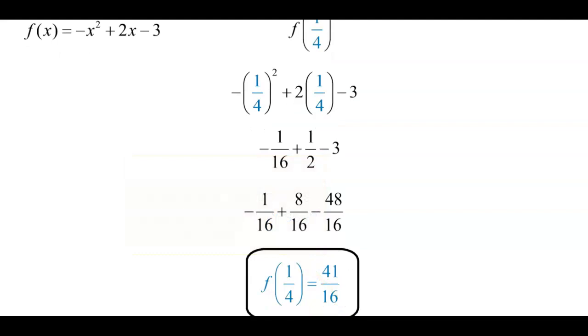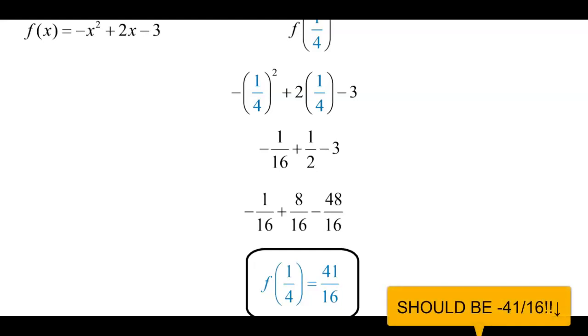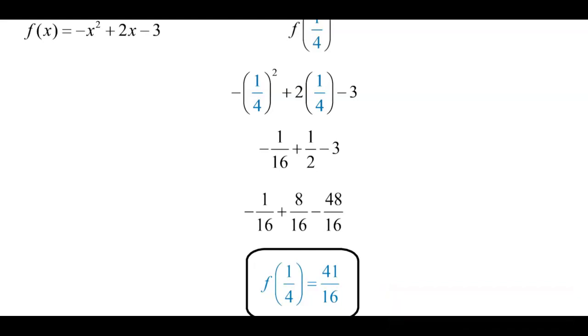So f of 1/4 equals 41/16. You can leave this, actually I prefer that you leave this as an improper fraction. The only time that we're really going to make it a mixed number is if we're graphing.